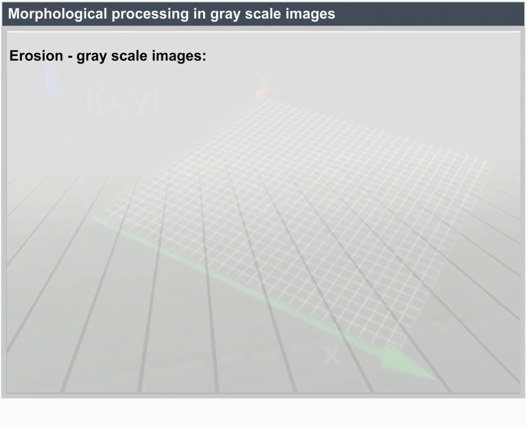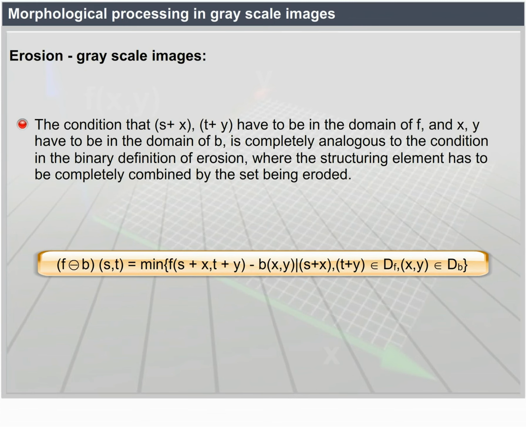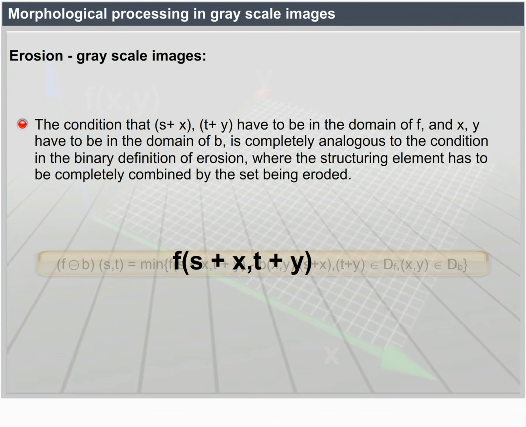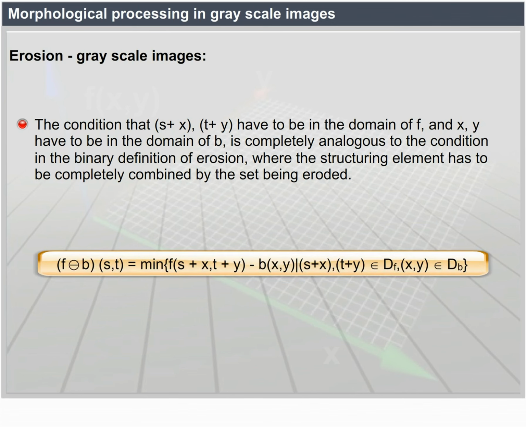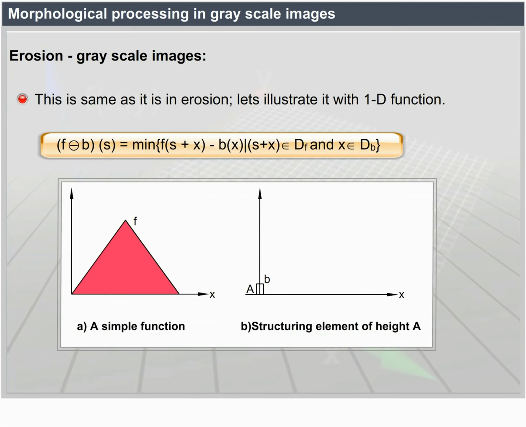Erosion, grayscale images. Grayscale erosion is defined as shown on screen. The condition that s plus x, t plus y have to be in the domain of f and x, y have to be in the domain of b is completely analogous to the condition in the binary definition of erosion, where the structuring element has to be completely contained by the set being eroded. The same as in dilation, we illustrate with a 1D function.